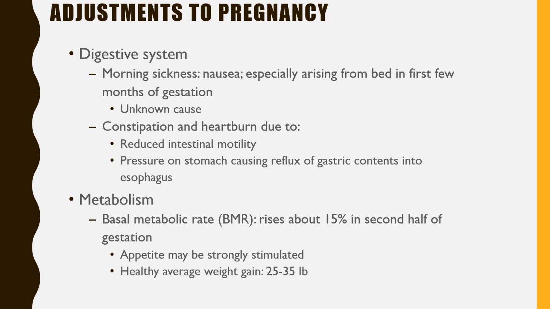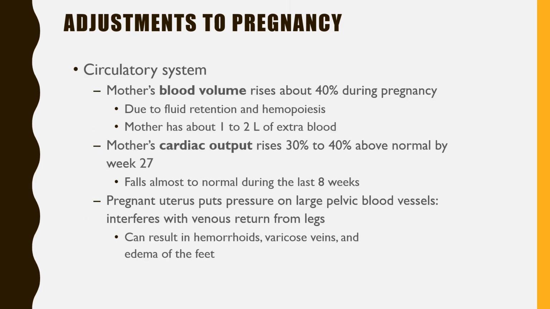In terms of metabolism, as I mentioned, the basal metabolic rate is going to have to rise in response to the new demand. An increase in thyroid hormone, for example, increases their appetite, which means that if they're eating more, they will have some weight gain. The average healthy weight gain for pregnant females is between 25 and 35 pounds. In terms of the circulatory system, the mother's blood volume rises, which we can predict from the aldosterone that we talked about earlier. It rises about 40%, so that's a very large volume during pregnancy, again due to fluid retention and some hemopoiesis, because you're going to be producing more cells. The mother has about 1 to 2 liters of extra blood.